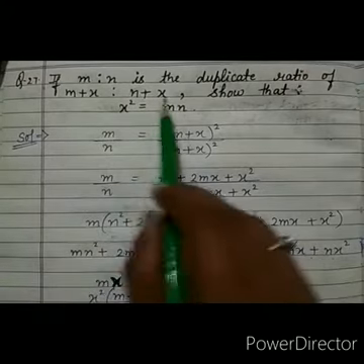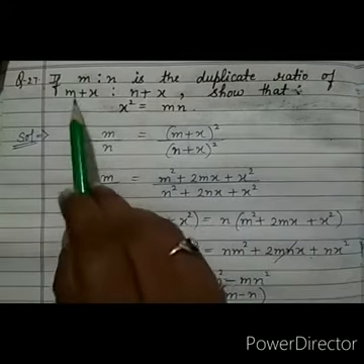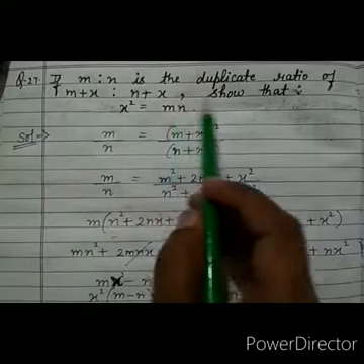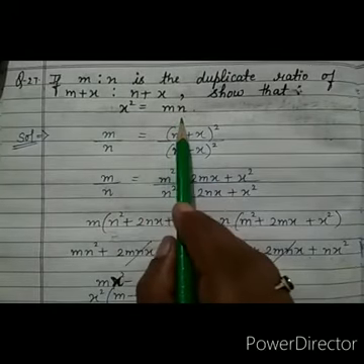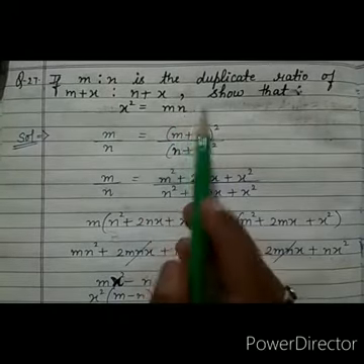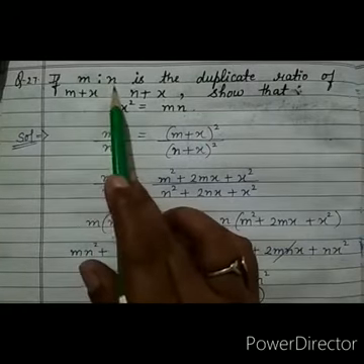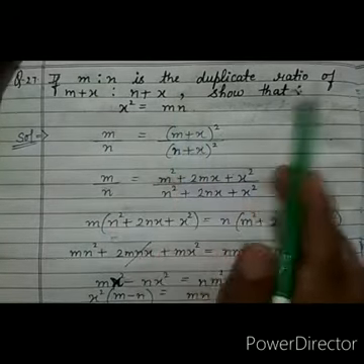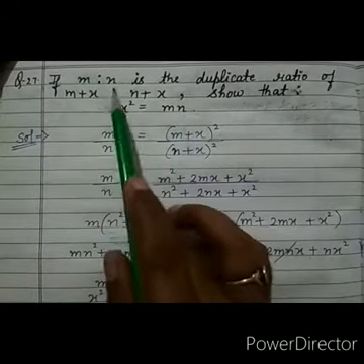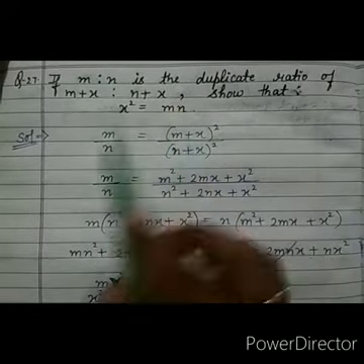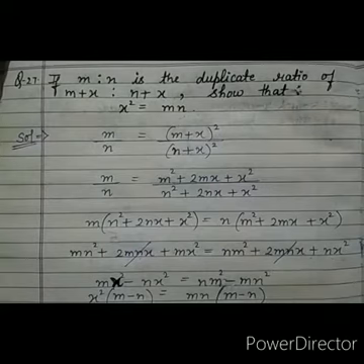If m is to n is the duplicate ratio of m plus x is to n plus x, show that x square is equals to mn. In the question we have given the ratio between m and n is equals to the duplicate ratio of m plus x is to n plus x. So first we have to find out the duplicate ratio of the given ratio.